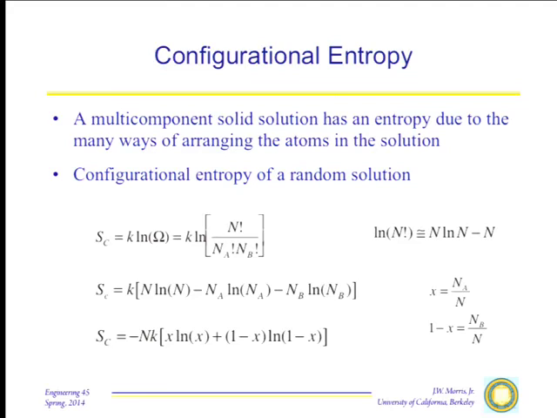But not all of these ways are distinguishable. If the A atoms are indistinguishable, then interchanging two A atoms in some configuration wouldn't change the state at all. So I've got to recognize that of these N factorial possible configurations, N_A factorial of them just come from redistributing the A atoms, so they're identical. N_B factorial of them come from just redistributing the B atoms, so they're identical. So the total number of distinguishable states is N factorial over N_A factorial times N_B factorial.